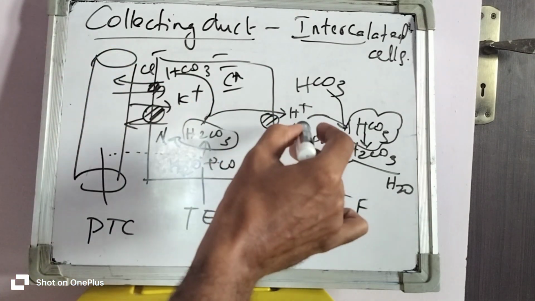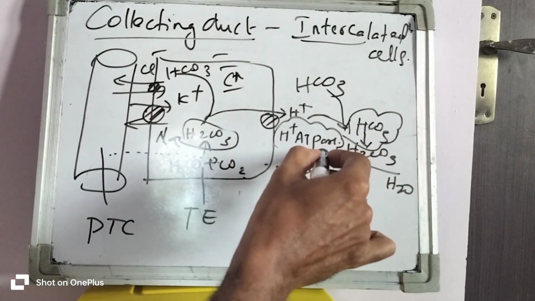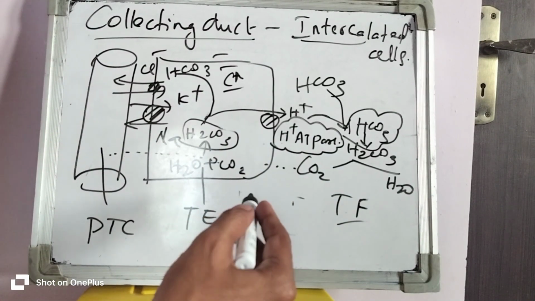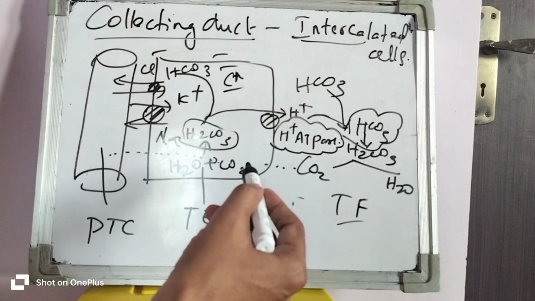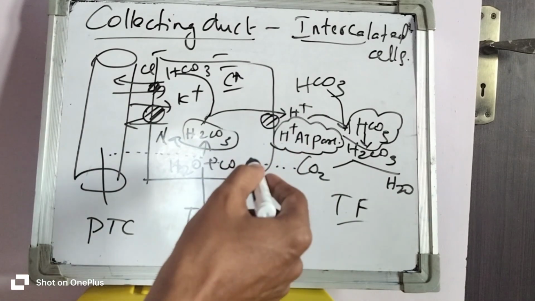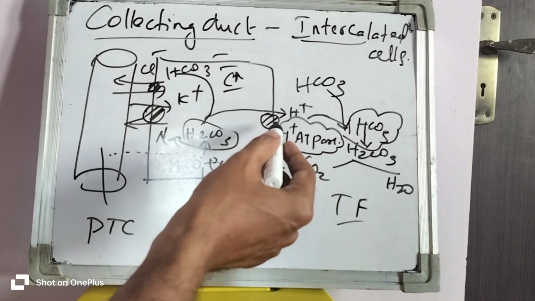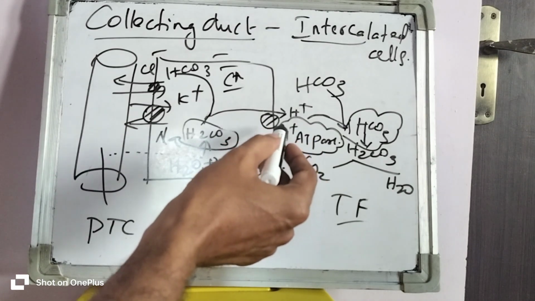The same process. The only thing is that here you have a specialized pump called the H plus ATPase pump, and the points to be added are that this is a primary active transport, unlike the secondary transport taking place in other parts. Second, this pump is activated by aldosterone. Aldosterone is a hormone that will activate this pump, a hormonal stimulus on the pump.